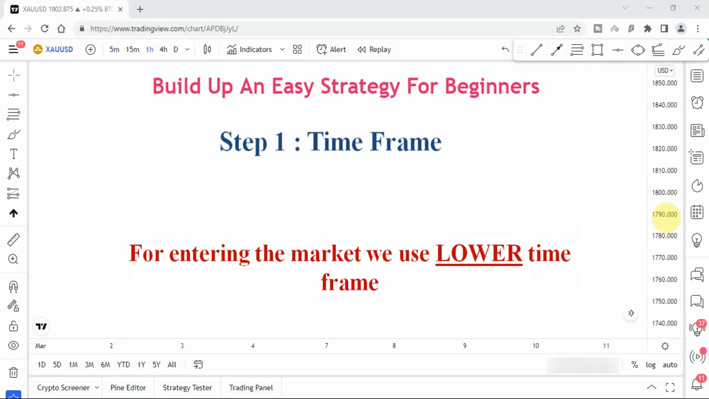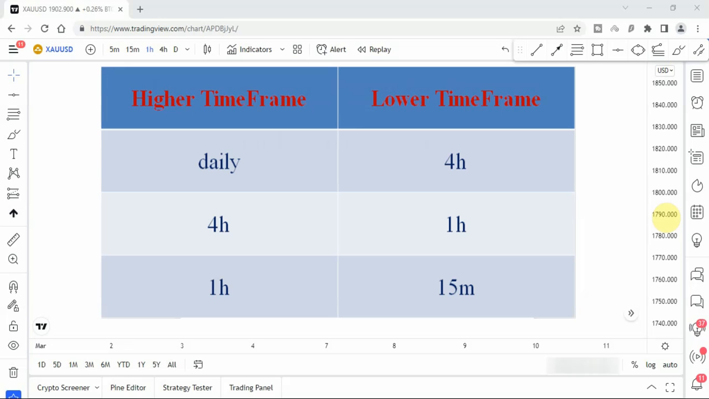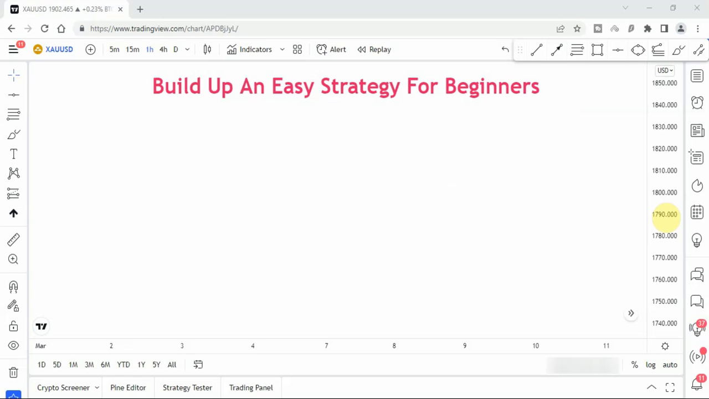We use the lower time frame to enter the market. If the higher time frame is daily, then the lower time frame is 4 hours. And if the higher time frame is 4 hours, then the lower one would be 1 hour. And if the higher time frame is 1 hour, the lower time frame would be 15 minutes. After specifying the time frame, it's time to determine the market structure in the second step.